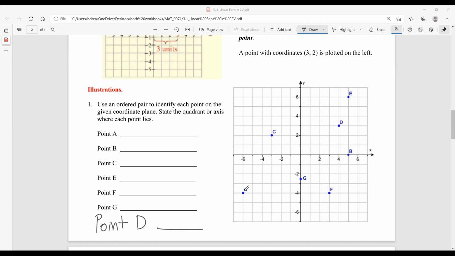So if we start with A here, this is not the origin. The x coordinate is -6. The y coordinate is -4. The coordinates for A are -6, -4. And -6, -4 is in the third quadrant.